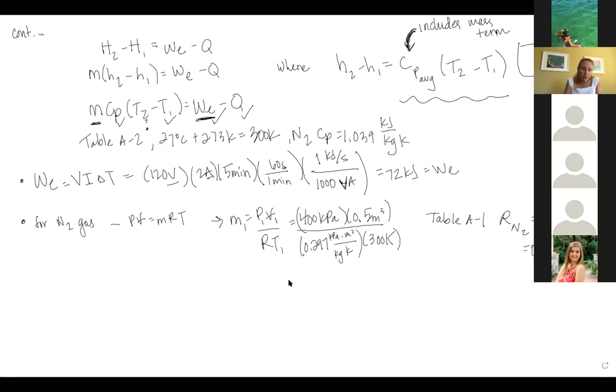And then when we solve this all out, I got the mass to be 2.25 kilograms. So now we also have this mass term. So now we can plug in to m Cp (T2 minus T1) is equal to our electrical work minus our heat.